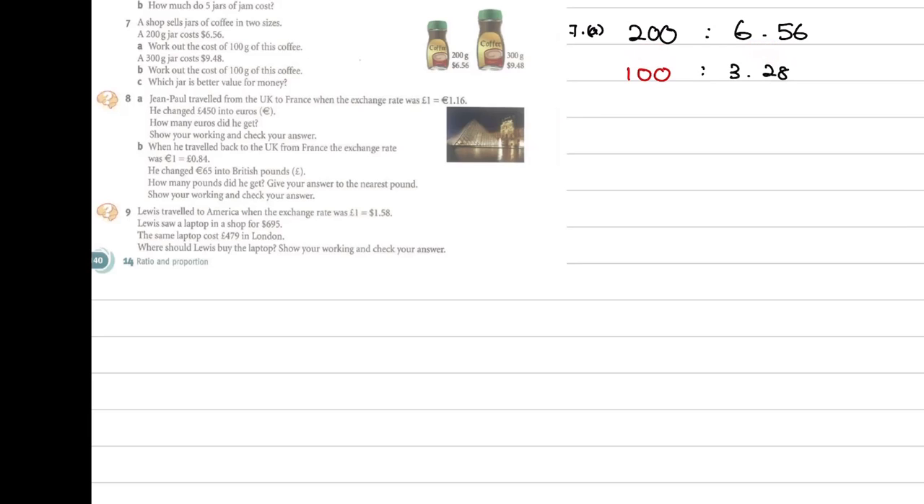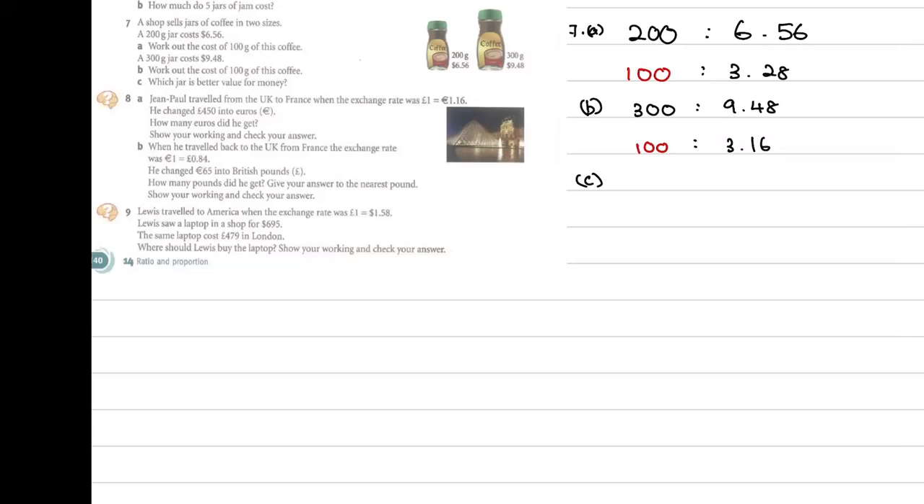Then look at question B. Same thing but a bigger jar. 300 grams is worth $9.48. If I divide it by 3, I get 100 grams here, because now I'm putting it so that it's comparable. $3.16. So I divide by 3, divide by 3. So you can see in comparison which is cheaper.